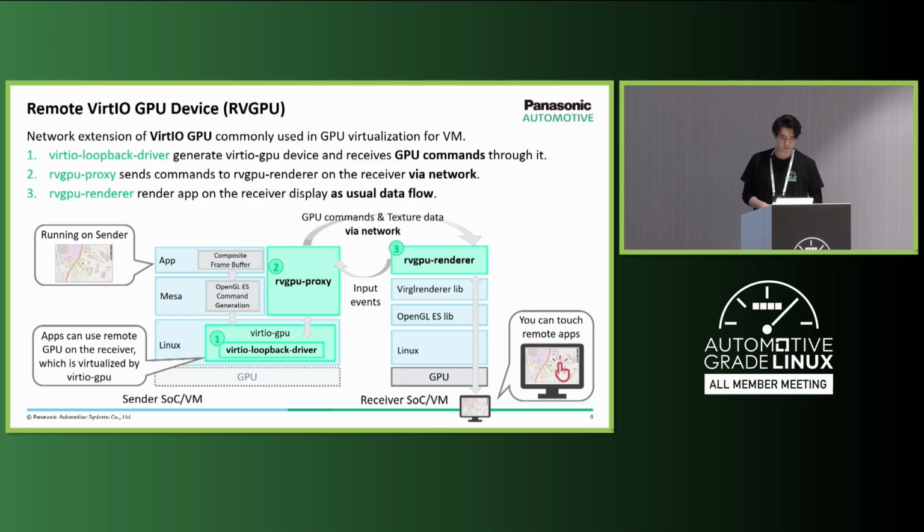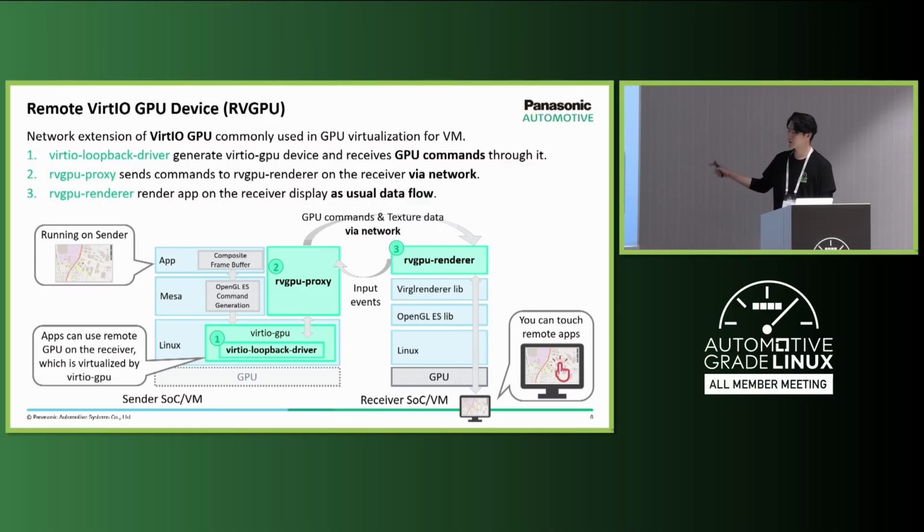And next, RVGPU sends these commands and the texture data to the RVGPU renderer on the receiver side via network. Finally, the RVGPU renderer gets them and renders applications on the receiver monitor by using the GPU on the receiver side, as in the usual data flow without using the unified HMI framework. And RVGPU also creates virtual input devices such as mouse, touch, and keyboard. So if you touch the applications on the receiver displays, you can operate the applications.